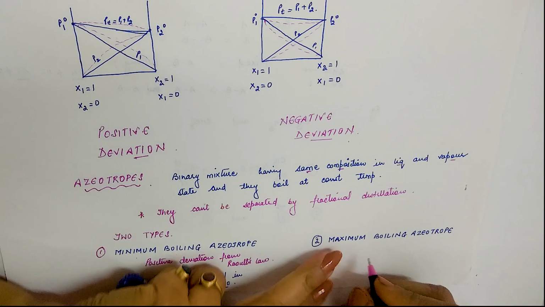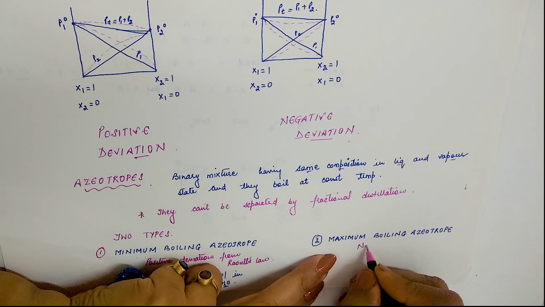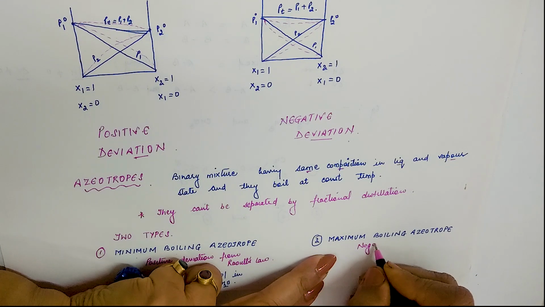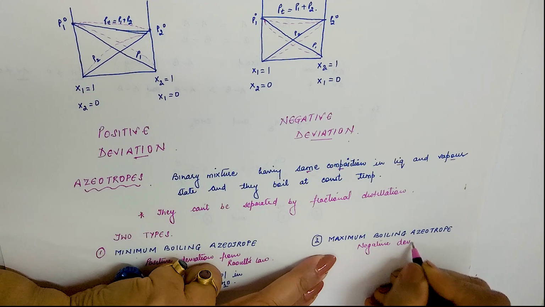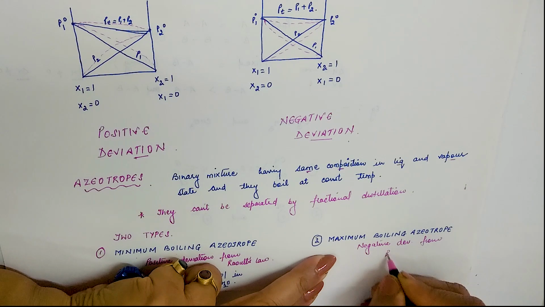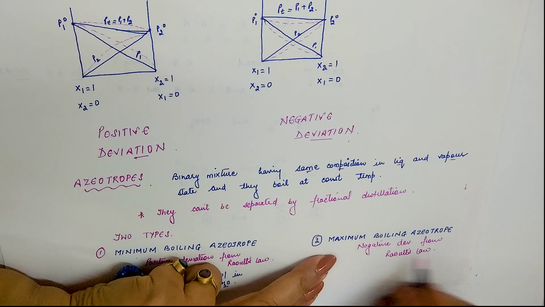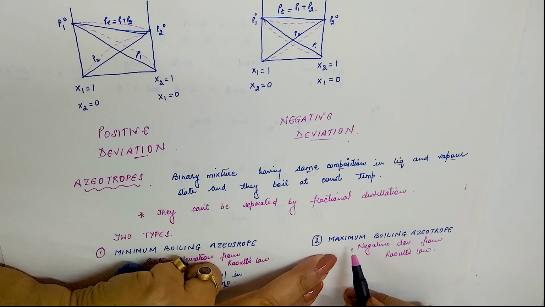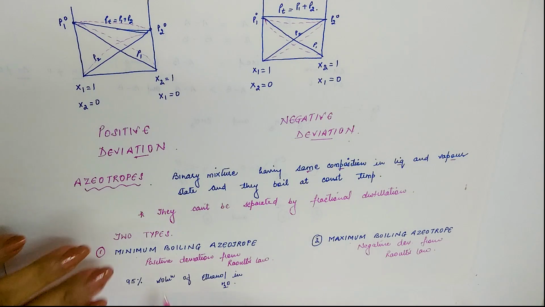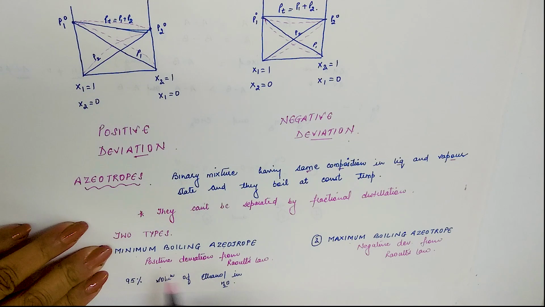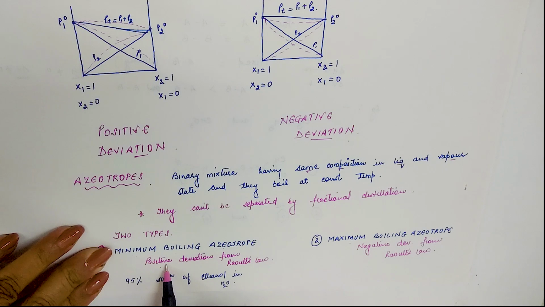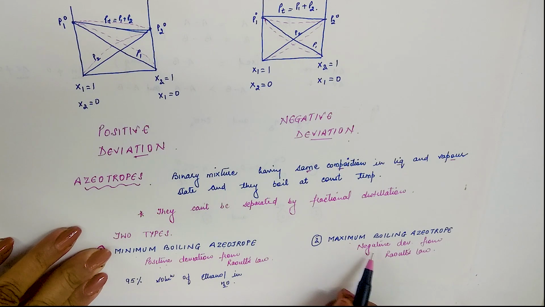Now, the maximum boiling azeotropes are the ones which show negative deviation from Raoult's law. Okay, so negative deviation, it is the maximum boiling azeotrope. The one which is showing the positive deviation, it is the minimum boiling azeotrope. And you know when it is showing the positive deviation? When the intermolecular forces are weak, and when the intermolecular forces are strong, it is showing the negative deviation.